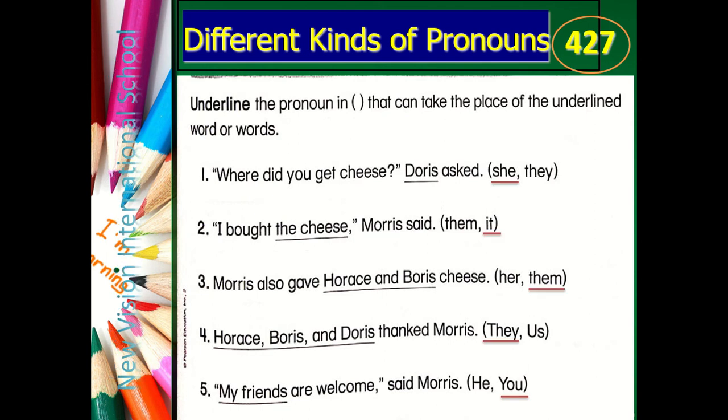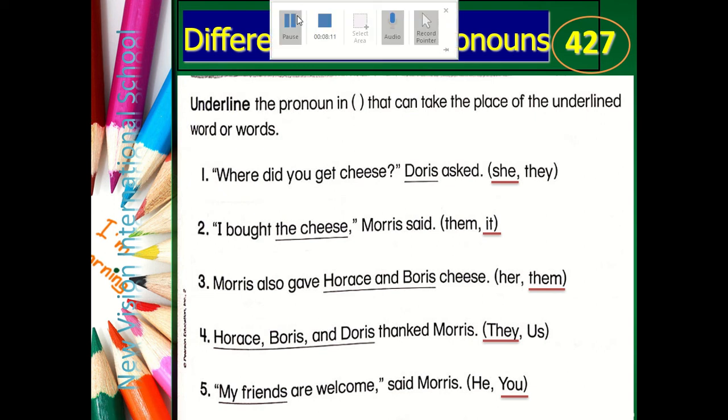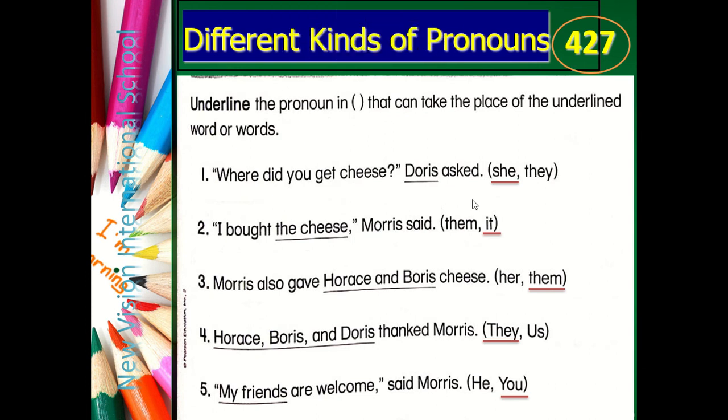In number 1, we have Doris as our noun. So what are we going to use? Very good. We use she. Did you get the correct answer too? Very good. Now let's move on. Number 2, we have the cheese. So cheese is a thing. So we use it. Is it clear? Now number 3.